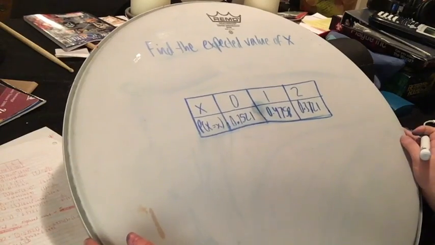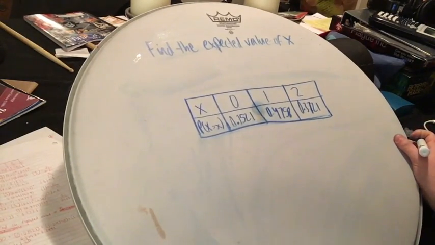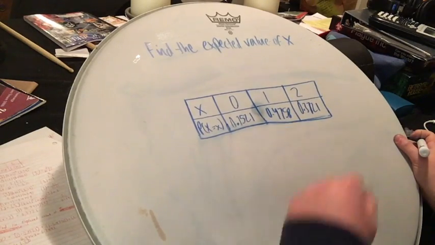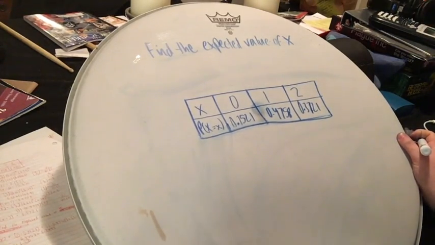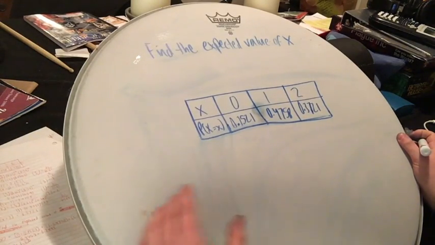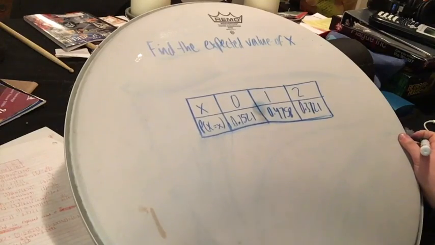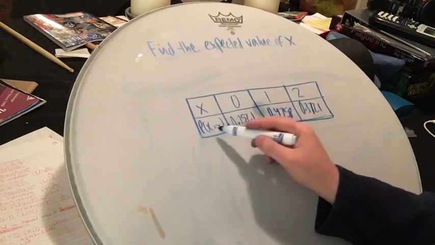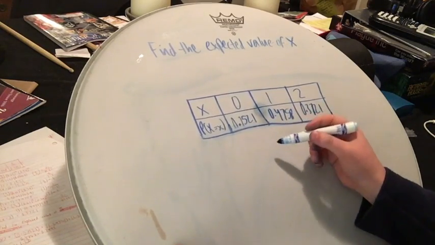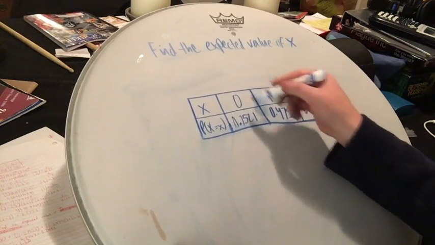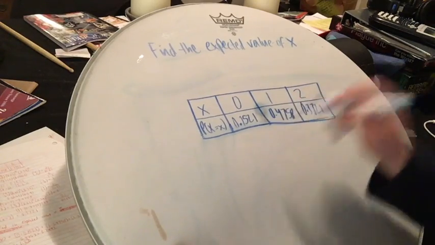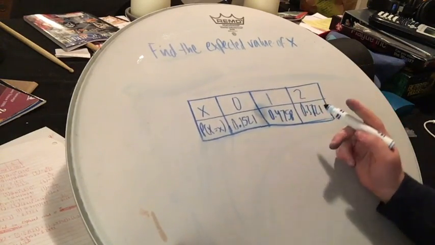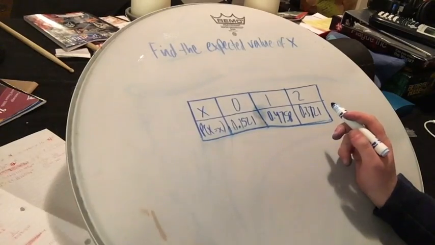So we have our binomial distribution table filled, and now this problem is asking us to find the expected value of this table's big X. If you'll remember, the expected value is just the mean of the probability distribution, and that means it's going to be little x times the probability of big X equals little x. So it's going to be 0 times 0.1521 plus the next one, and then the next one. This is not too difficult for us here.